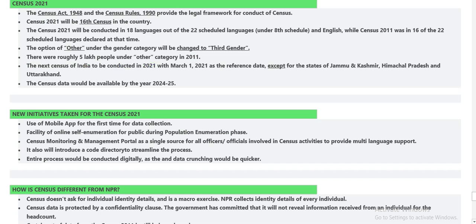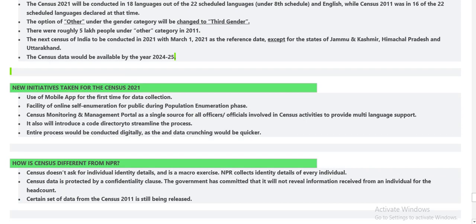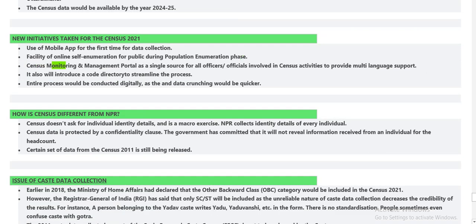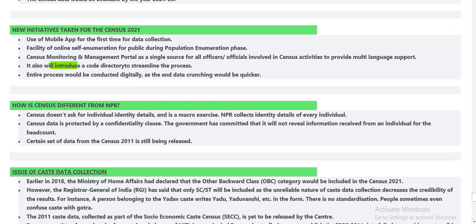The option of other under the gender category will be changed to third gender. There were roughly 5 lakh people under the other category in 2011. The next census of India is to be conducted in 2021 with March 1, 2021 as the reference date, except for the states of Jammu and Kashmir, Himachal Pradesh and Uttarakhand. The census data would be available by the year 2024-25. New initiatives taken for the Census 2021. Use of a mobile app for the first time for data collection. Facility of online self-enumeration for the public during the population enumeration phase.